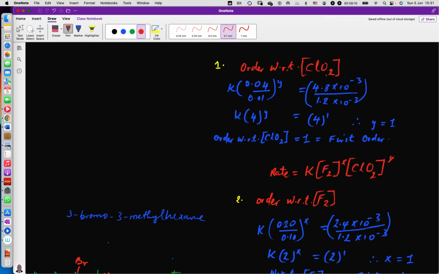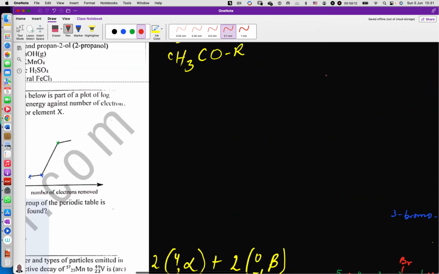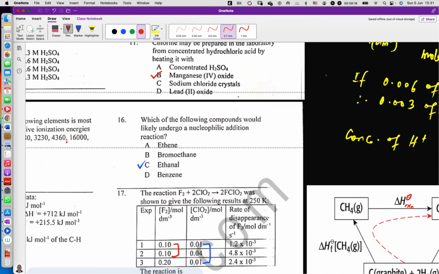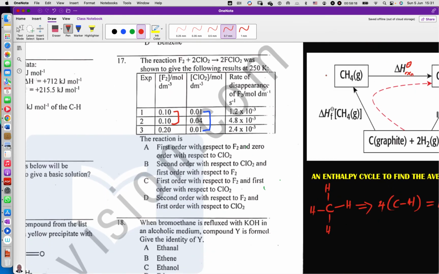So let's go back to our answer column and choose our right answer. All of them are first order. So A, first order with respect to this and zero order, no. B, second order, no. C, first order with respect to this, first order with respect to fluorine and first order with respect to D. C is our right answer.